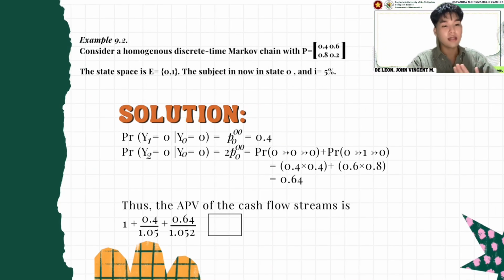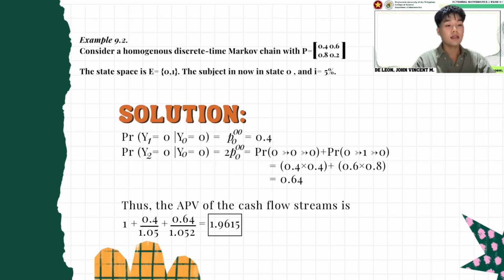For the solution of letter A, we have the probability of y sub 1 equals 0 given that y sub 0 equals 0, which is the initial state of 0, which is 0.4. Also, we have the probability of y sub 2 equals 0 given that y sub 0 equals 0, which is 2 times the quantity of the probability of the initial state.